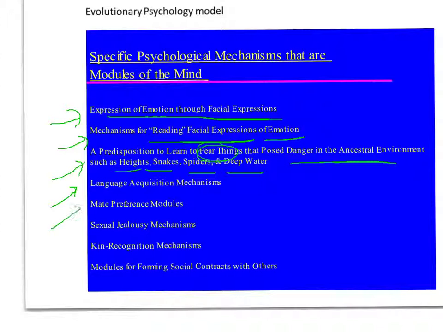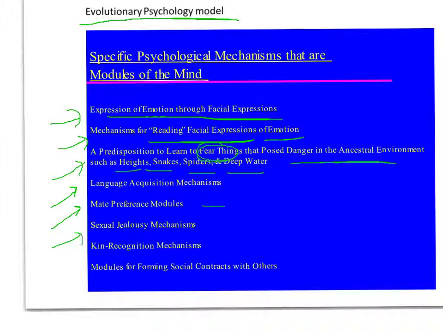The idea that humans have a preference for certain kinds of mates. We're going to eventually talk about sexual selection theory as it's applied to humans and mate preferences. The idea that we might have modules specifically designed to determine our preferences for mates is part of the assumption of evolutionary psychology.